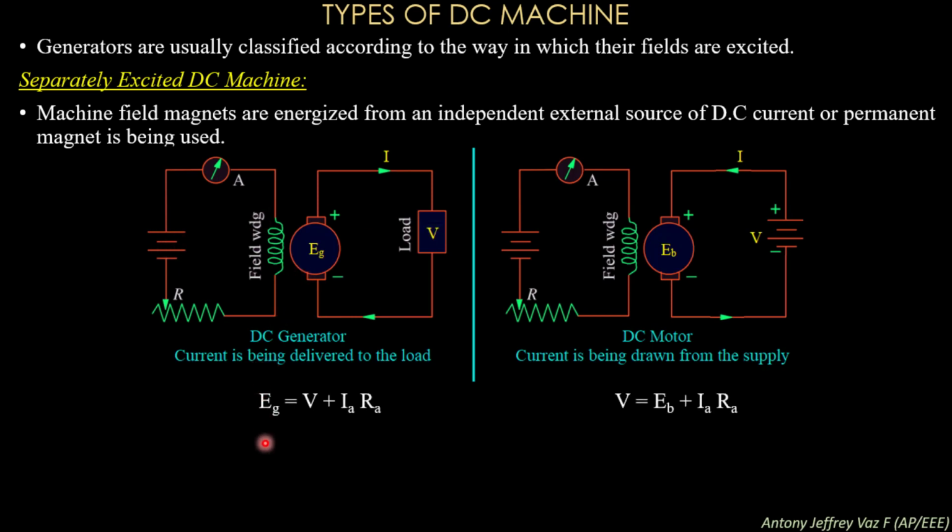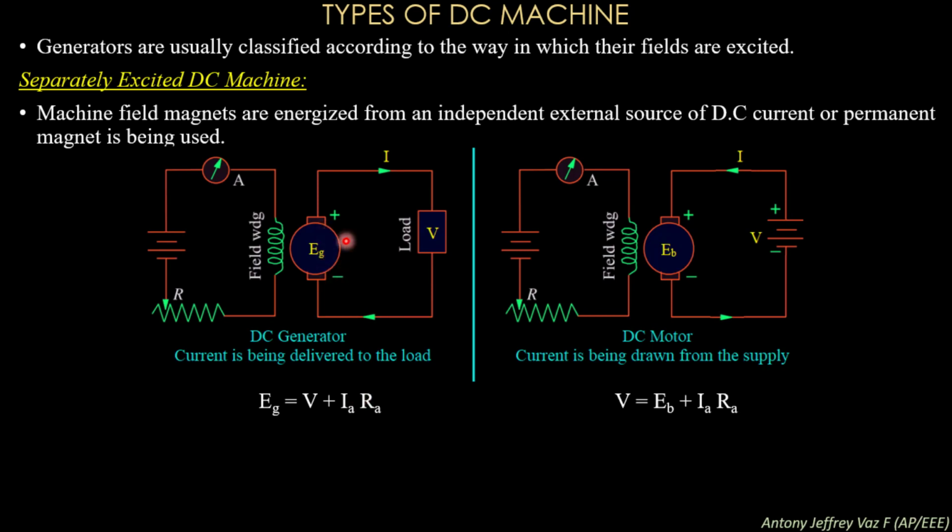Here you can see the equation: the generated EMF EG is equal to V plus IaRa. So this generated EMF will be greater, and you will get the voltage which is present here, that is the terminal voltage, plus the IaRa drop which is present in the armature.